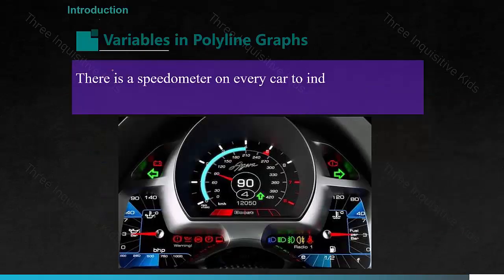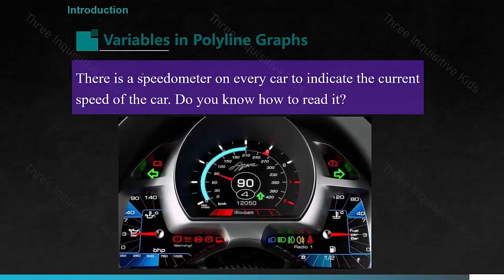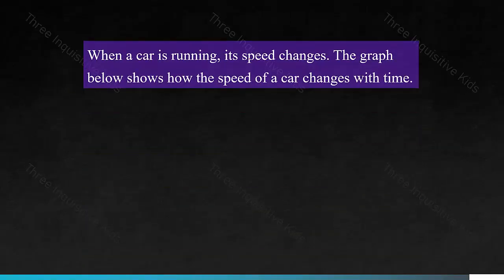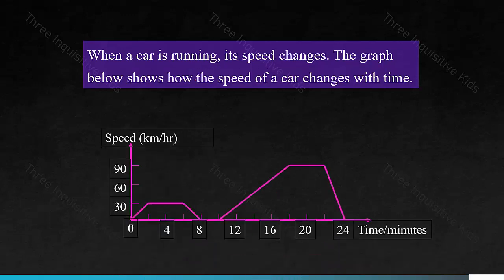There is a speedometer on every car to indicate the current speed of the car. How do you read it? Of course, some of you might know how to drive, some of you might not. But here's a word problem based off of a speedometer of a car. When a car is running, its speed changes. The graph below shows how the speed of a car changes with time.